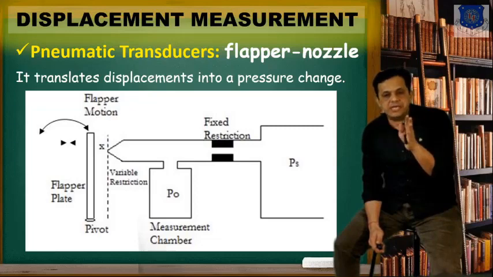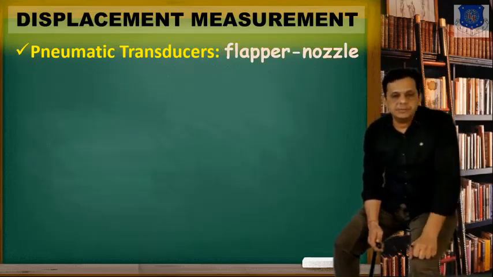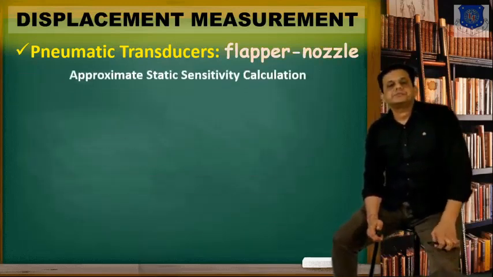PS is your standard supply line, fixed restriction, that is the orifice, and whatever pressure is released at the flapper end, the rest of the pressure, that is the output pressure, will be measured in the pressure chamber, the measurement chamber we said.